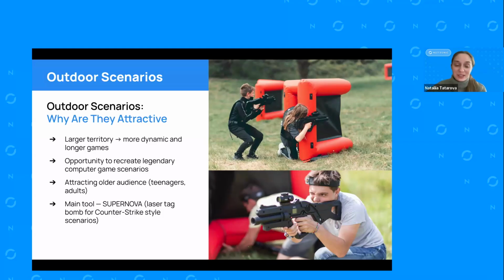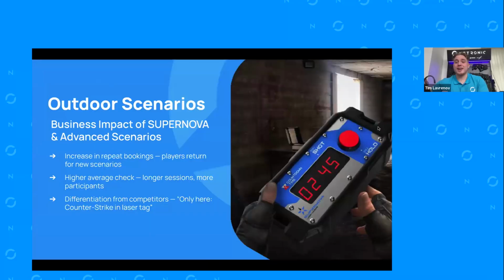some time ago when we introduced our Supernova bomb, we were able to create a Counter-Strike scenario that is loved by teenagers and adults, because it's a very famous video game. So here we would like to talk a bit more about this device and this scenario specifically. Yeah, so I have one here. That's the Supernova bomb. Yeah, like this.